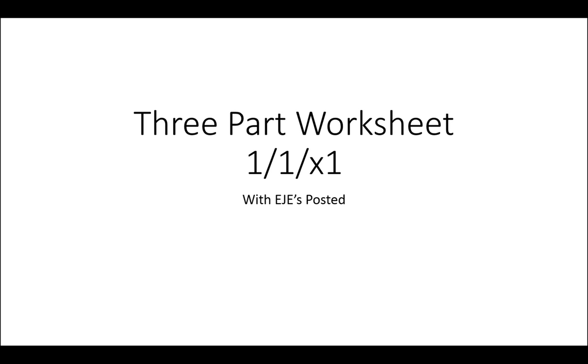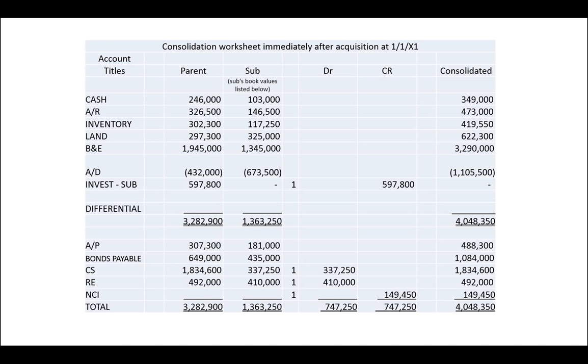We're going to post those to our three-part worksheet. It'll look something like this. What I want to pay attention to is two things. The first is the investment in sub is now 0, which it has been in chapter 2. It should be at 0. The new thing that we see is at the bottom of the balance sheet, right below retained earnings, we have an NCI value. That NCI value came up from the 20% of the equity that the NCI has been assigned, and that comes up to $149,450, and you can see that we've added that to the balance sheet.